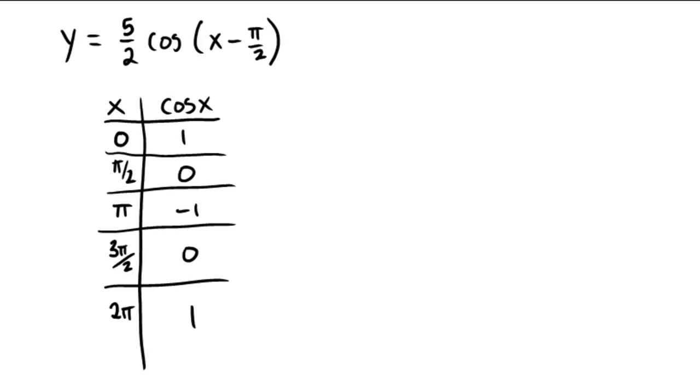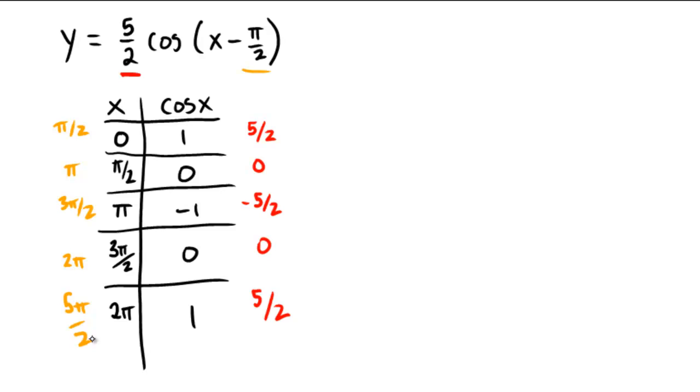And assuming you paused the video and did try it on your own, that 5 halves would have changed all of the y's by multiplying by 5 halves. So you would get 5 halves, 0, negative 5 halves, 0, 5 halves. Then on the x's we have a shift to the right, a phase shift of half a pi to the right. So moving everything to the right pi halves would give us half a pi, pi, 3 pi over 2, 2 pi, and 5 pi over 2.